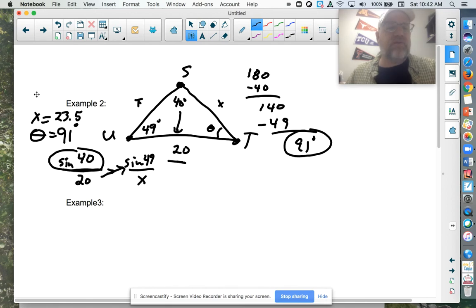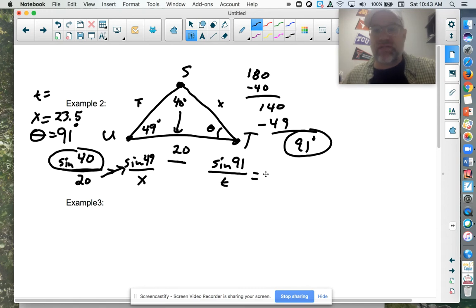So let's figure out little t. Same way, I now know this value, so I can say sine of theta, which is 91, over its opposite, t, will equal, and it doesn't matter which we pick. I'm going to pick this one because it's whole numbers, so I don't need to worry about any estimation. So I can say sine of 40 over 20. But you could have said sine of 49 over this x value, which is 23.5. I multiply the extremes because they're the two values, and then I get an answer here.